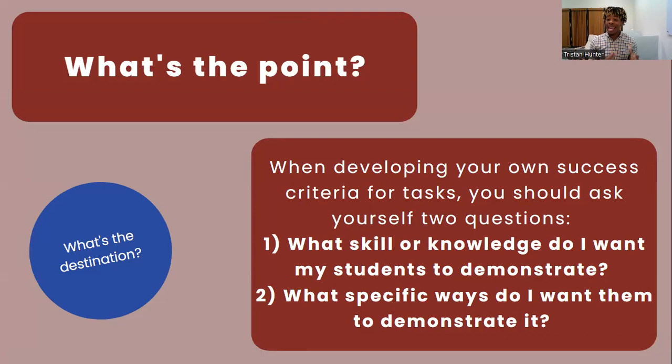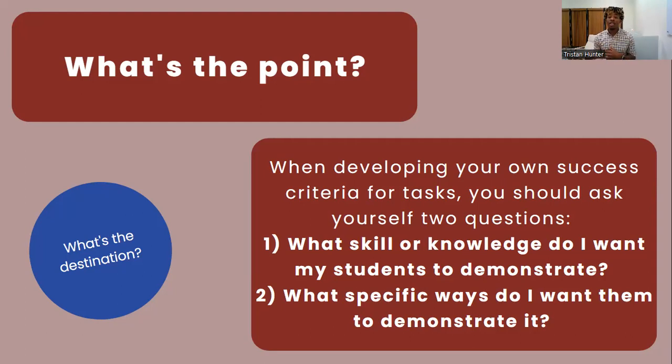I wanted them to already have at the front of their mind, this is what Mr. Hunter is going to ask me to do at the end of class, or whenever it's time to start working independently or with my partners or however we're working that day. This is what Mr. Hunter wants me to do. So the question at the forefront of every class when it comes down to success criteria is, what's the destination? What is it that I want my students to be able to do?